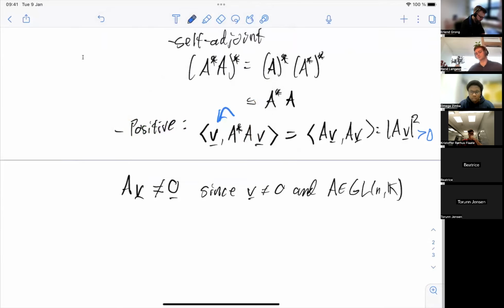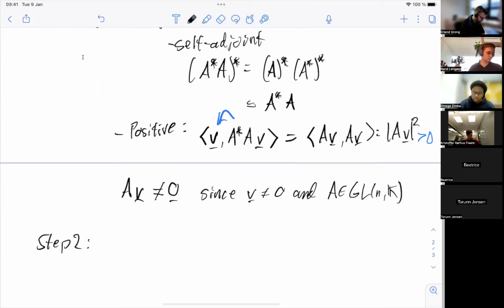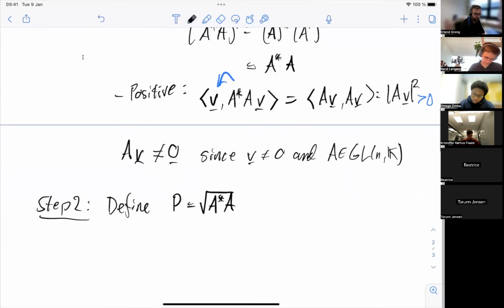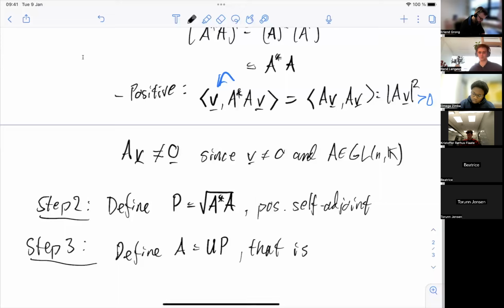Now since Q is positive and self-adjoint, it has a square root. So I can define P to be a square root of Q. And then step 3 is, which will then also be positive and self-adjoint. And then finally, I define A equal to U P. That is, U is equal to A P inverse.